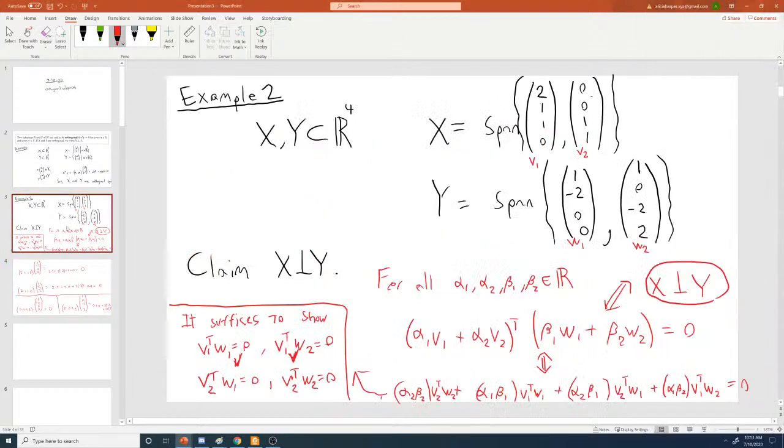And so this verifies the last two relations, which shows that this expression vanishes, which shows that any linear combination of the vectors v1 and v2, taking the scalar product with any linear combination of the vectors w1, w2, has to vanish, which implies that x is orthogonal to y. So this gives us yet another example of orthogonal subspaces.